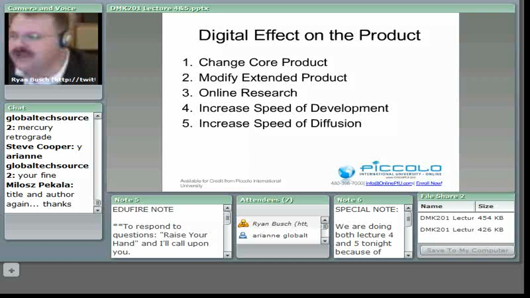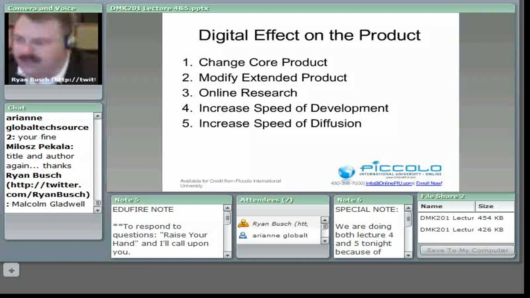You were asking about the title and author for... Okay, so let me go ahead and quickly answer that question for you. The author's name is Malcolm Gladwell. And the book is The Tipping Point.